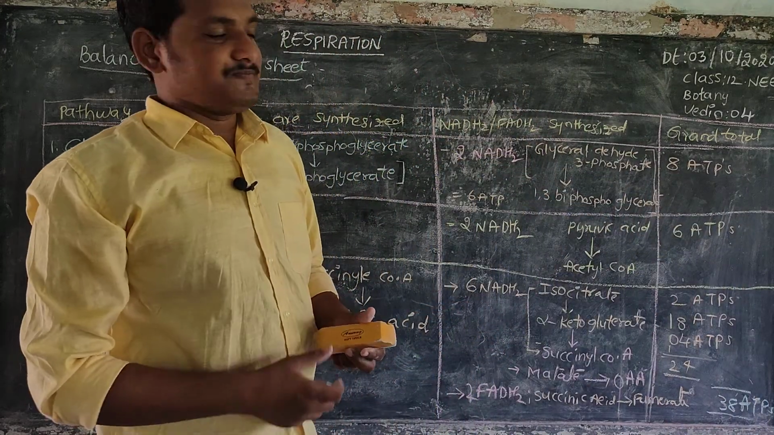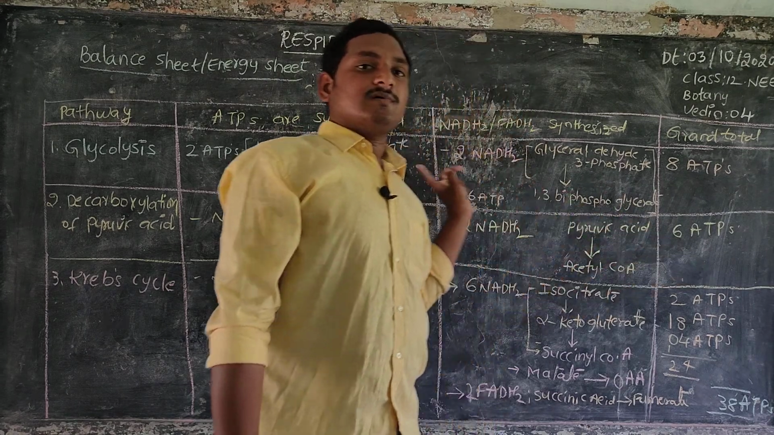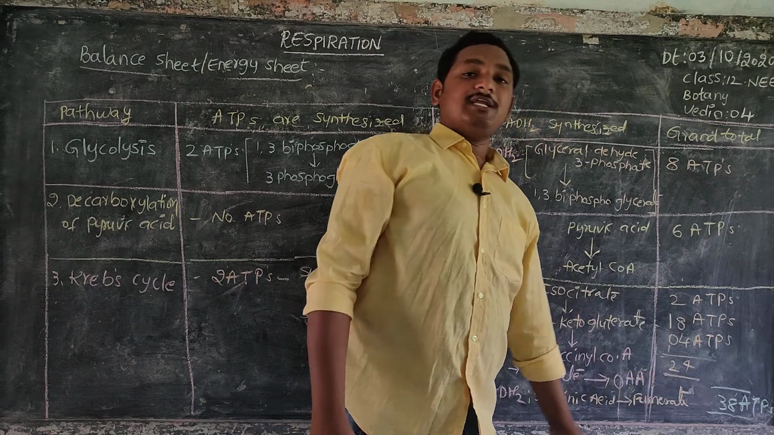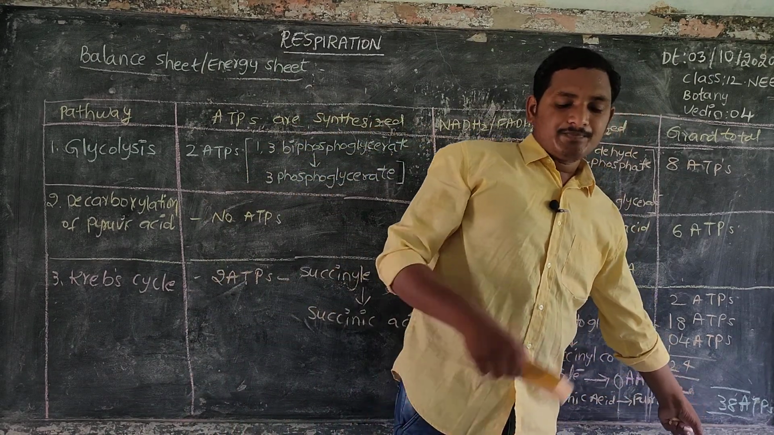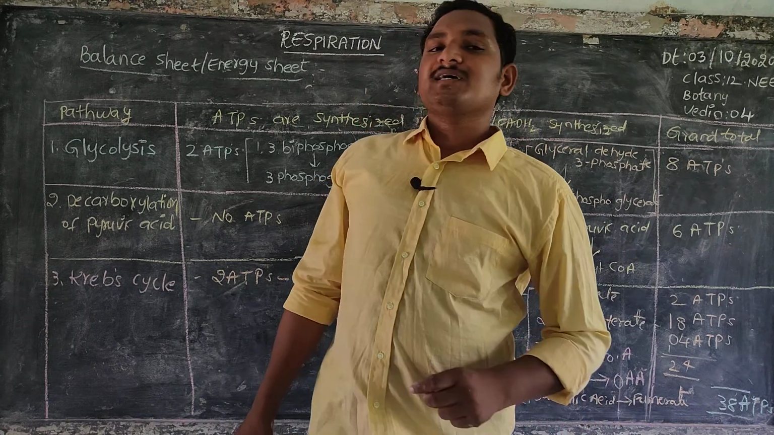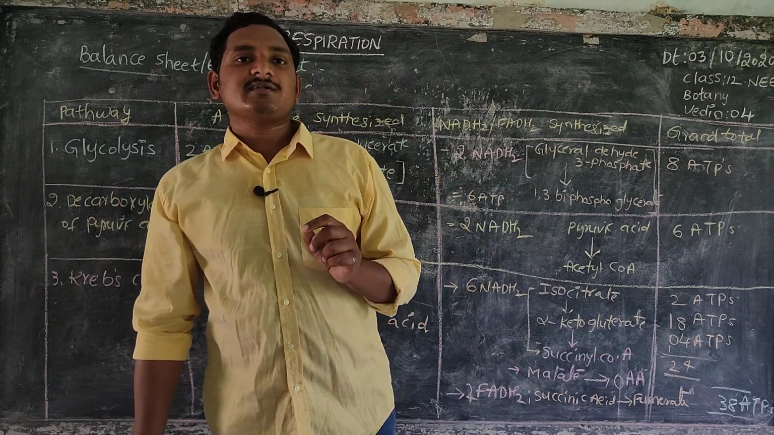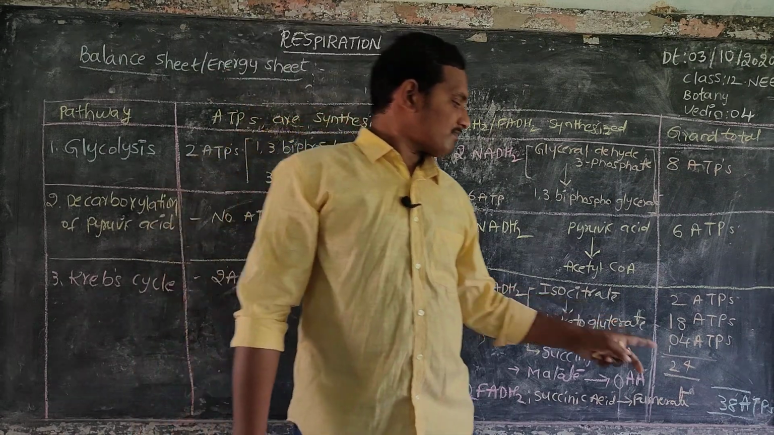38 ATPs. So 8 ATPs from glycolysis, 6 ATPs from decarboxylation of pyruvic acid, 24 ATPs from Krebs cycle. Total 38 ATPs we are getting. But every time we say aerobic respiration gets only 36 ATPs. What about the remaining 2 ATPs?